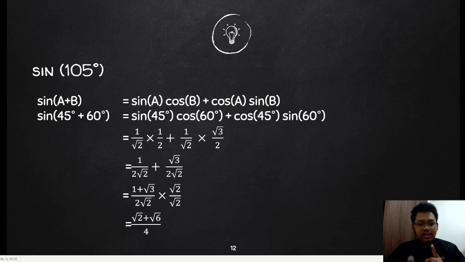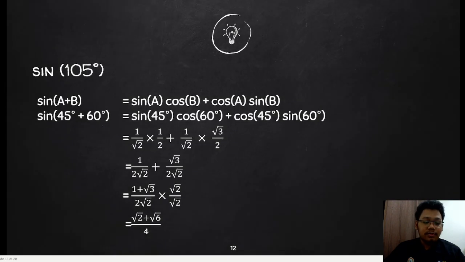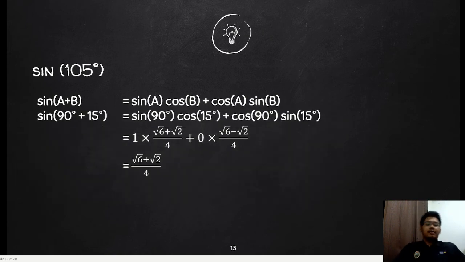Alright, the next example uses the same angle, 105 degrees, using sine and plus. Just now we used plus with 45 degrees and 60, but now I'm using sine of 90 degrees plus 15 degrees. When we use a calculator, sine 90 we get only 1, right? Sine 90 we get 1, and cos 15 we already calculated, it will be (√6 + √2) over 4. Cos 90 we already know will be 0.